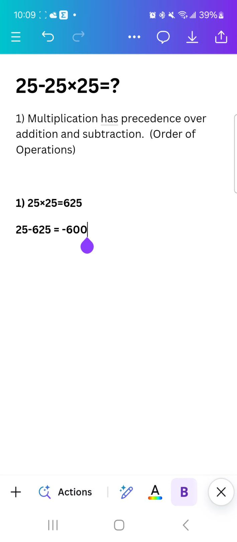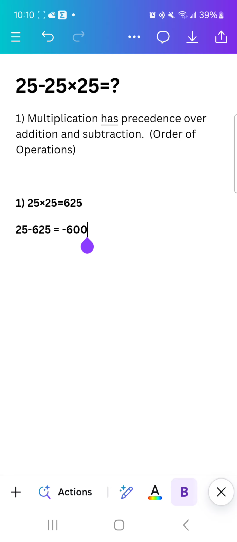We do have multiplication, which is 25 times 25, so that equals 625. Then we have to remember we have to subtract that 625 from 25, so the correct answer would be negative 600. Now you can also verify that on your cell phone calculator.